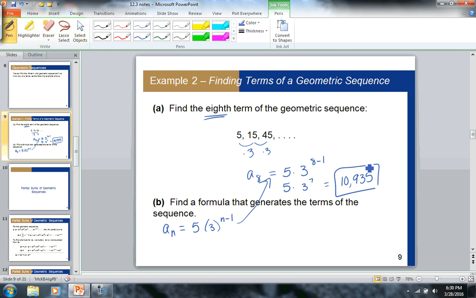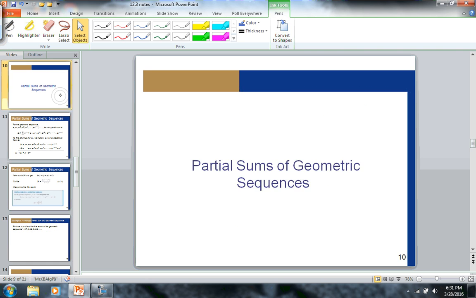Okay? So you should be comfortable with that now, looking at a sequence, finding the ratio, writing the equation, using the equation. You should be fine with that, because we've done that for the last 3 sections now. So the next thing we're going to take a look at then is the partial sums of a geometric sequence.